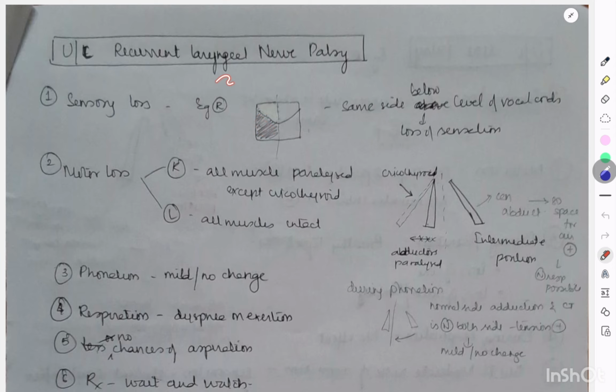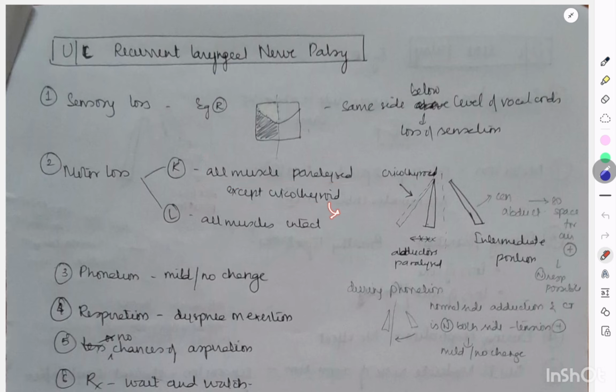So let's suppose only the right recurrent laryngeal nerve is injured. What will happen? The lower side and the right side of the vocal cord is affected, so on the same side, below the level of the vocal cord, the sensation is lost. Coming to the motor loss, we should know what muscles the recurrent laryngeal nerve supplies. It supplies all the muscles except cricothyroid, so all the muscles will be paralyzed except cricothyroid.